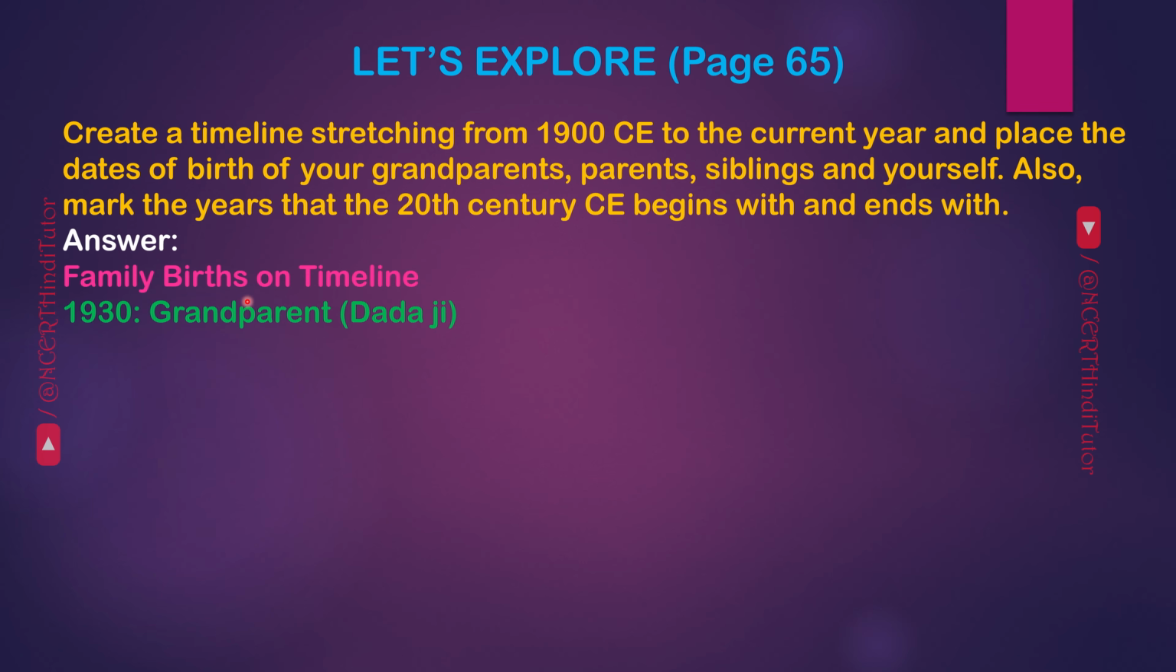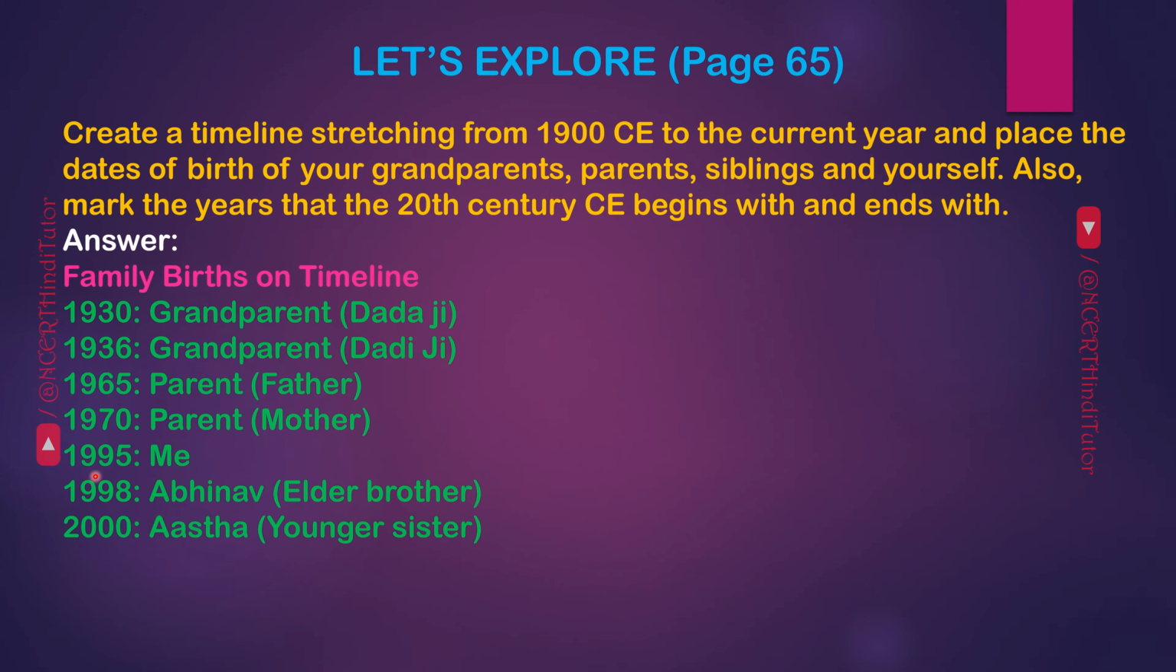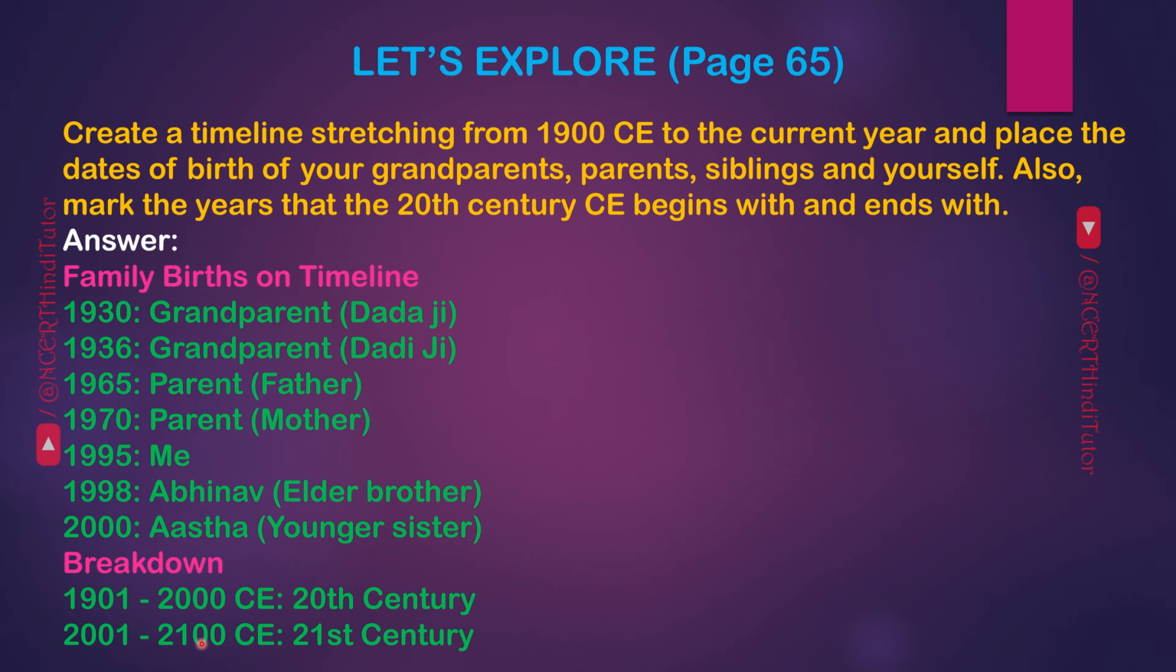Answer. Family births on timeline: 1930 grandparent Dadaji, 1936 grandparent Dadiji, 1965 parent father, 1970 parent mother, 1995 me, 1998 Abhinav elder brother, 2000 Astha younger sister. Breakdown: 1901 to 2000 CE is the 20th century. 2001 to 2100 CE is the 21st century.